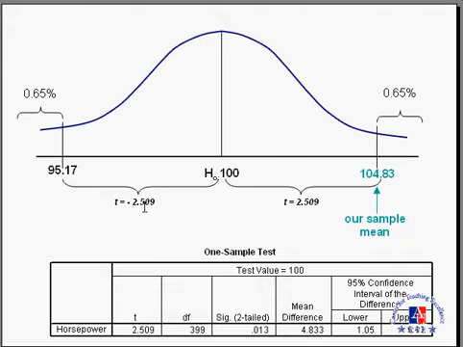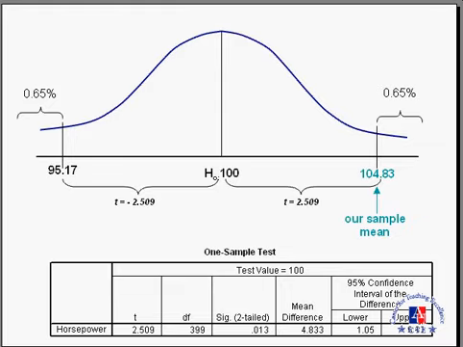If you mirror this by going 2.509 standard errors to the left, you get to the value 95.17. And 0.65% of the sampling distribution are in the left-hand tail. The two areas in the tail add up to 1.3% or 0.013 as shown in the SPSS output.